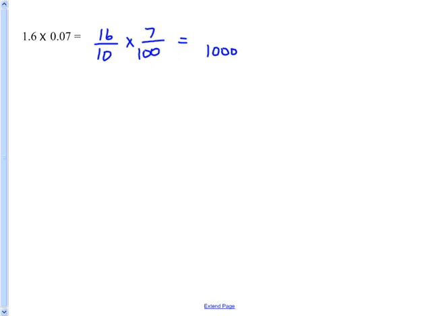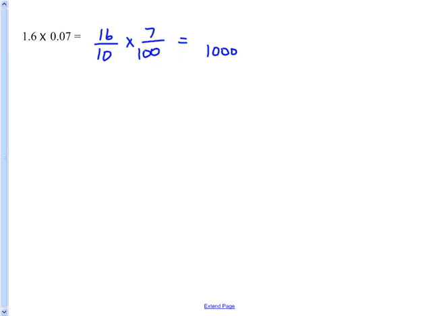Now, if you notice, I have to move my decimal point 3 times when I get my answer. There are 3 digits after the decimal right now. And that's the way it's always going to be. If we just take a look at the original question and count the digits that are after the decimal point, then we know how many places we have to move our decimal in our final answer.